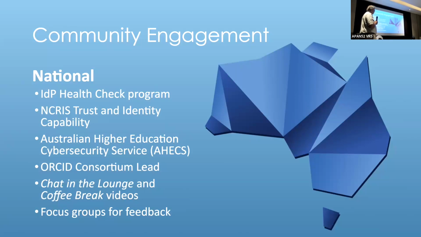Community engagement, and I spoke about this yesterday, about engaging with your community. We have a lot of activities. We have our health check program where we actually go and talk to IDP admins and see how they're going. We've got an NCRIS trust and identity capability that we've only just put on board recently. We talk to the Australian Higher Education Cybersecurity Services, so we've got someone on that committee or group. With the ORCID Consortium lead, we have chats in the lounges, we have coffee break videos, we have focus groups for feedback, all sorts of mechanisms to understand what our customers want when using the Federation.